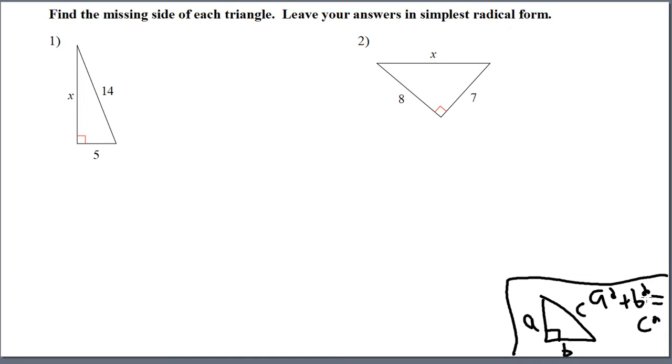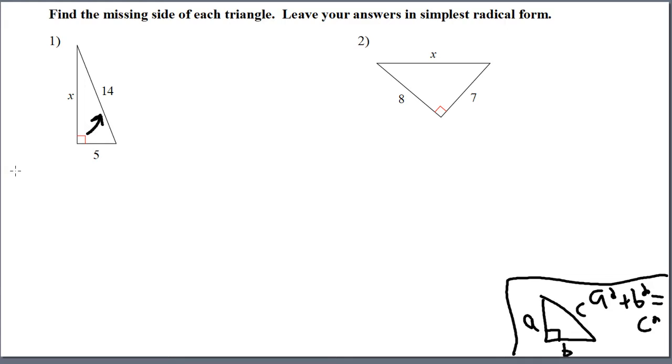How does this work? Well, let's try it out on number one. The important thing to look at is the right angle in your triangle. What I always do is look for which side of the triangle is opposite to the right angle. In this case, it would be the side length that has 14. What this always tells me is that 14 is going to be my c value.